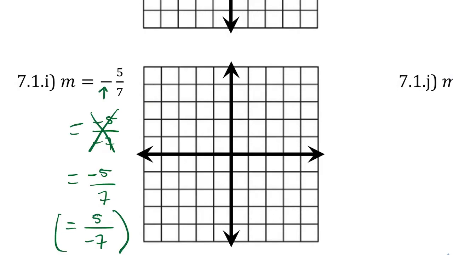Okay, so then again, same thing. Pick any starting point. Let's go with here. Oh boy, there we go. And then we're going to rise negative 5, so go down 5. And then run 7, so 7 across to the right. And that ends us up right over here. So then again, we're just going to draw that straight line.